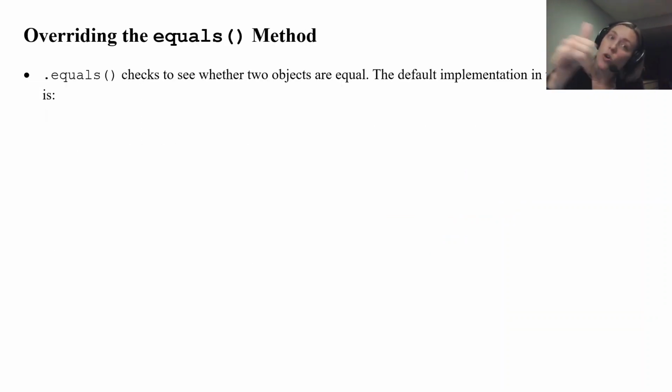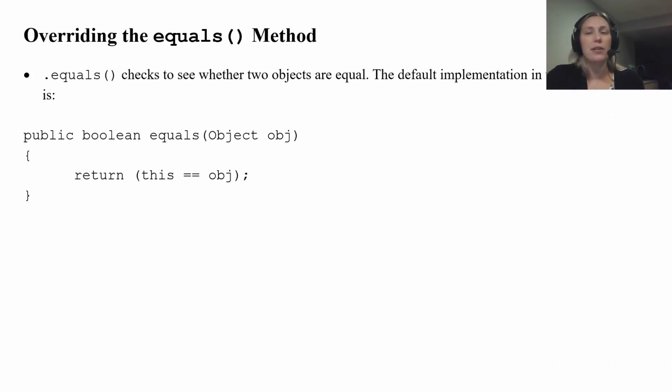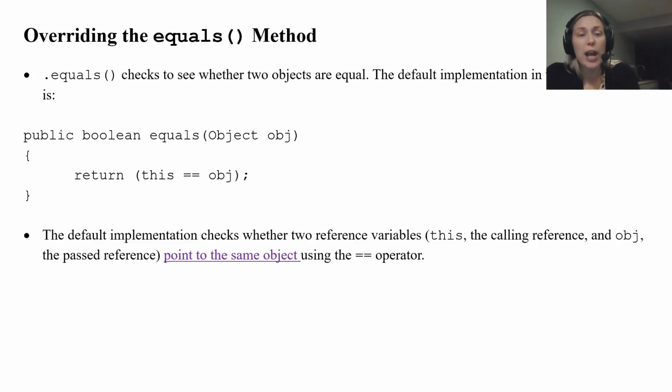Overriding the equals method. It checks to see whether two objects are equal, but the way you use it, you want to check if the values themselves are equal, or if the data itself is equal. You don't really care about whether they're pointing to the same reference. But this is the default implementation. This is actually what's written in the Object class that we inherit from. And notice it uses the double equals, which checks if they're pointing to the same object. So the default implementation checks whether two references are pointing to the same object.